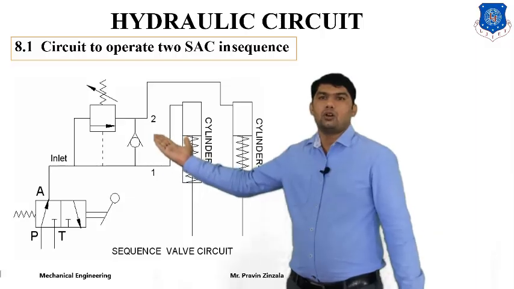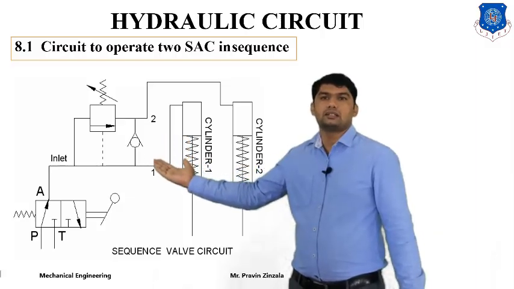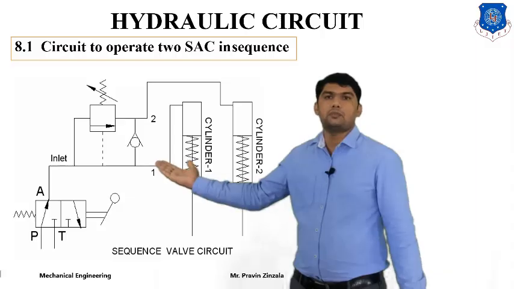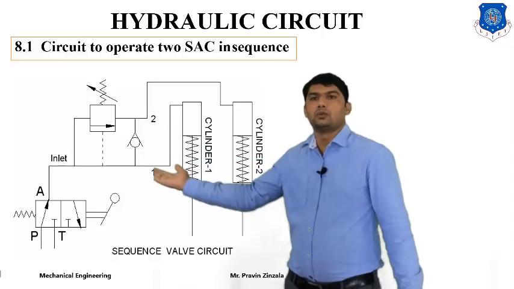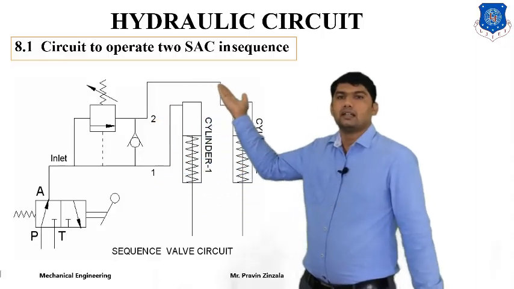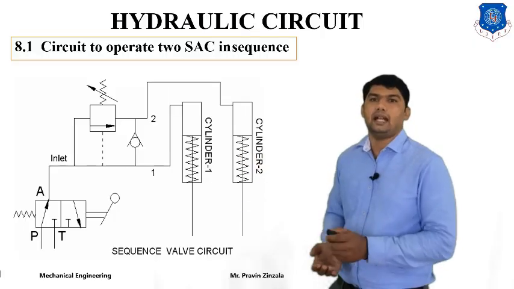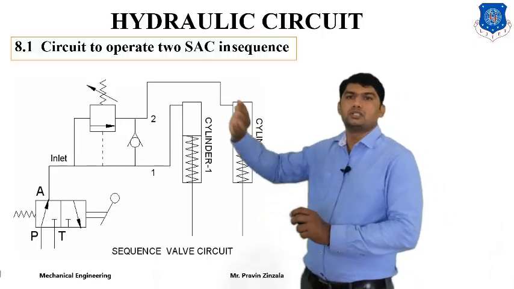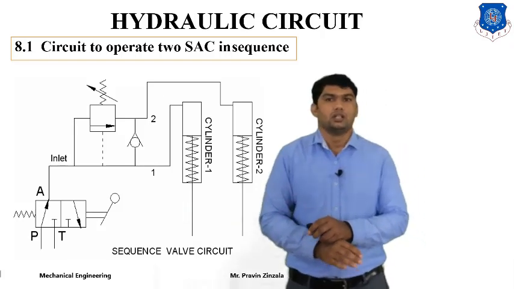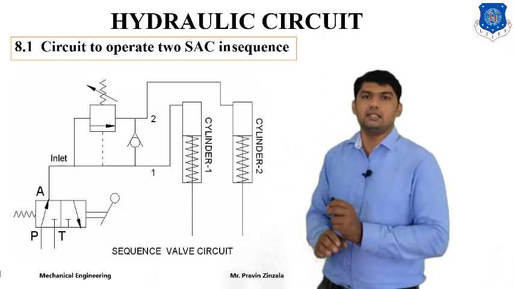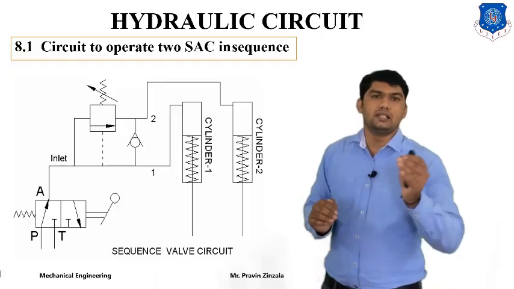So what happens? Whenever the pressure in the inlet pipe increases, this sequence valve comes into play and supplies the fluid from the inlet to the second valve, and the second cylinder will extend. In the reverse position, both cylinders will retract simultaneously. So this is the sequencing circuit, which means we can operate cylinders in sequence.